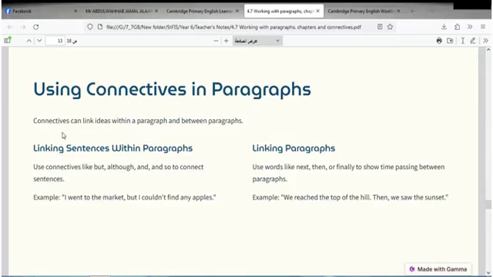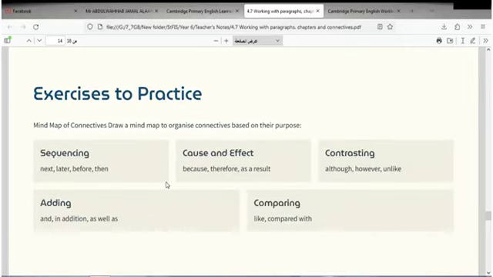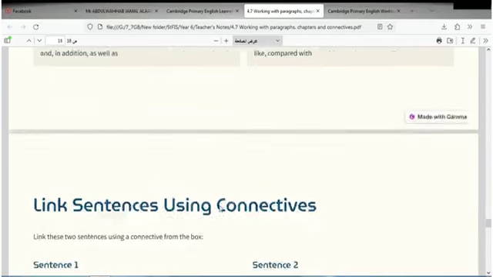And we use connectives to link words, to link phrases or clauses, to link sentences within a paragraph, to link paragraphs within a chapter. And remember, we have 5 to 6 types of connectives: sequencing, adding or addition, cause and effect or reasoning, contrasting or showing difference, comparing or showing similarities, and we have the conclusion or result.